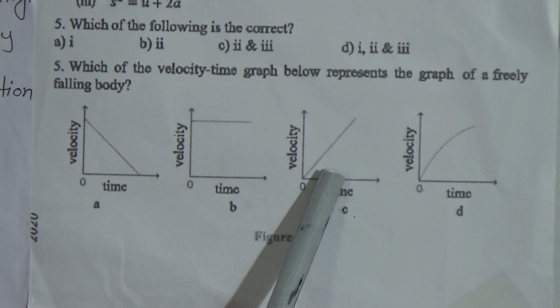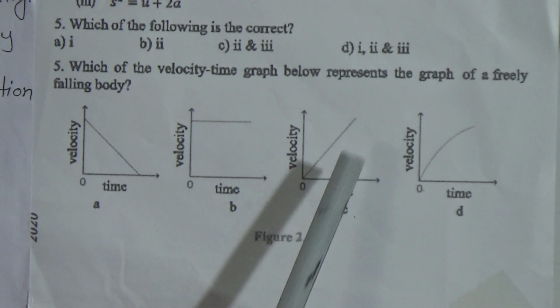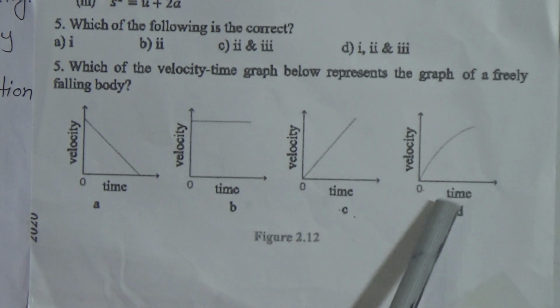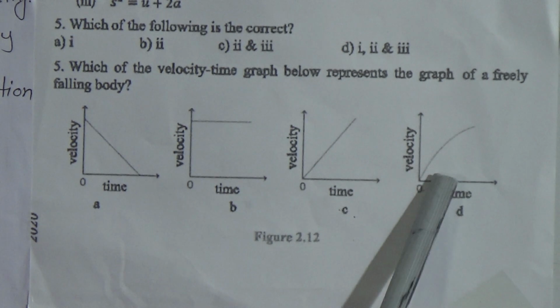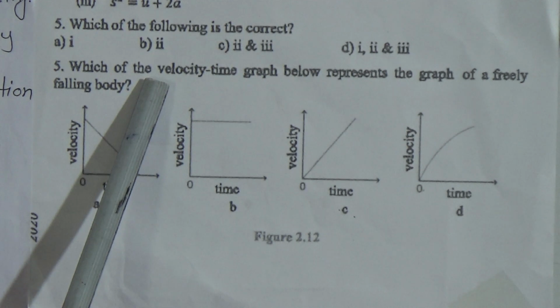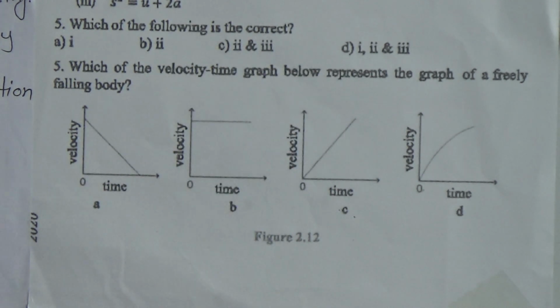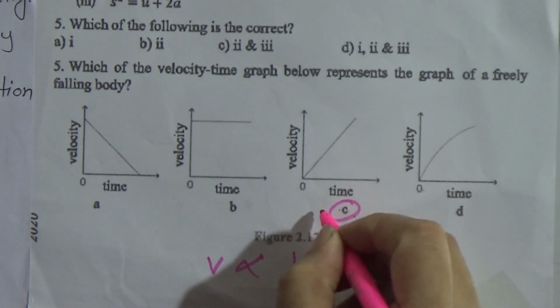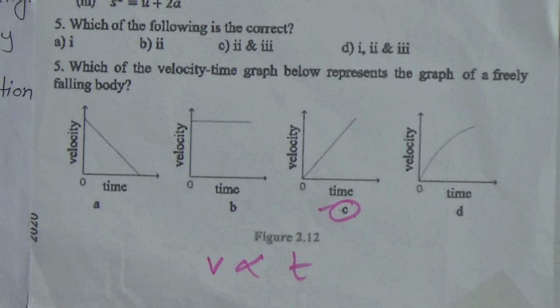My dear students, this indicates the freely falling body. In option D, the velocity is decreasing with time. We know from the laws of freely falling bodies that velocity is increasing with time. That means v is proportional to t. So option C is correct. This graph is correct for freely falling bodies.